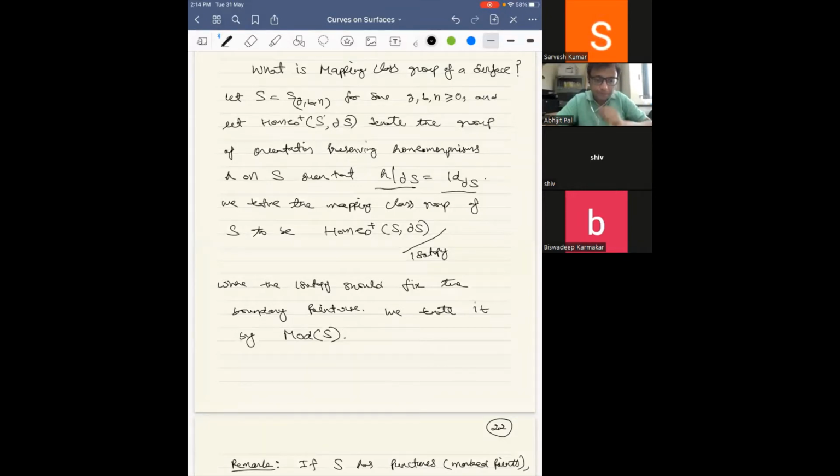Okay. So I will just recall the definition of mapping class group of a surface. So again, S is a surface of genus G with B boundary components and punctures. And then we have this orientation preserving homeomorphism group of S, which fixes the boundary pointwise. So then what is the mapping class group? It is simply this group up to isotopy.